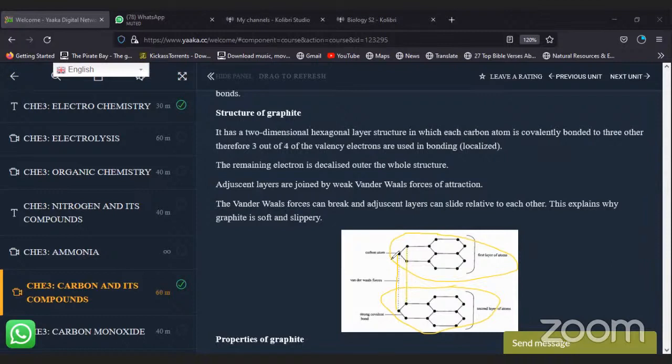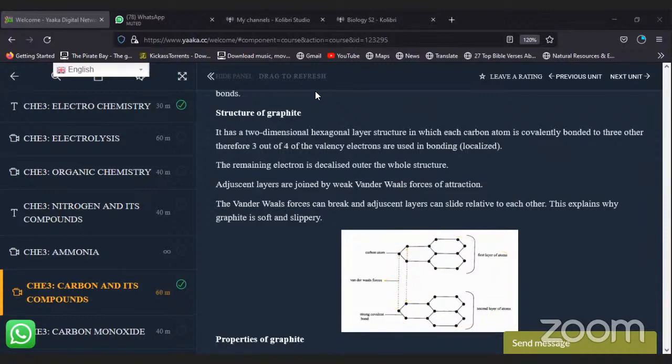The van der Waals forces can break, and adjacent layers can slide relative to each other. This explains why graphite is soft and slippery. So these van der Waals forces are not that strong. There is even the word weak in their name, weak van der Waals forces of attraction. They're so weak that they can break, all right? They can break, and these layers come closer to one another. This is why graphite is soft and slippery, okay? So that's the structure of graphite.